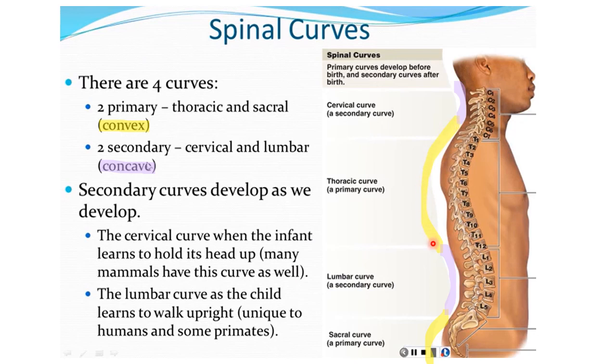Now look at the shape of these curves. The primary curves here, they are convex. That means they are curving to the outside of the body. Okay, so that's the convex. Concave curves, those are going to be your secondary curves, and they curve to the inside of the body. So you got to know the convex and the concave. The two convex ones, those are your primary ones.